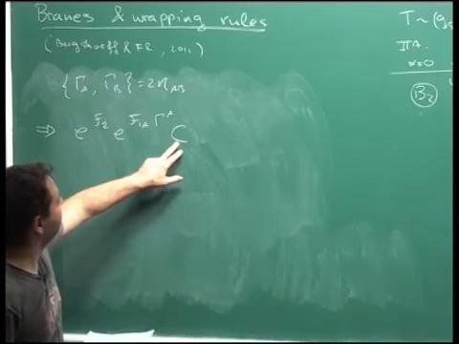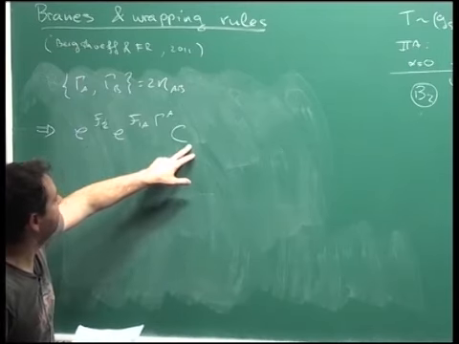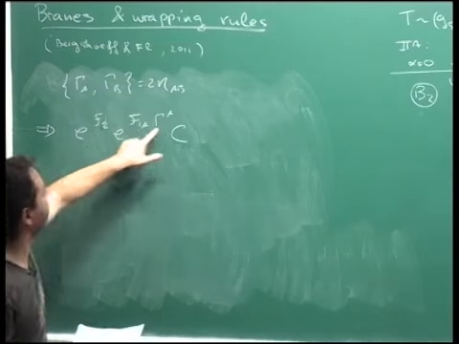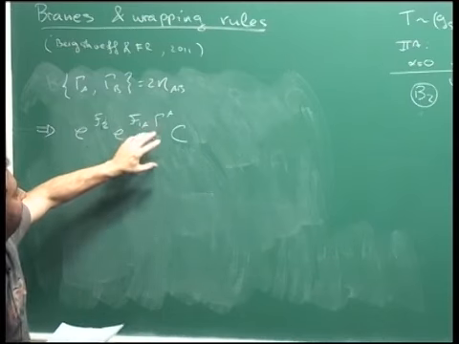So for each Ramond-Ramond field, you pick up the corresponding rank, and you expand this exponential, keeping these gamma matrices here.